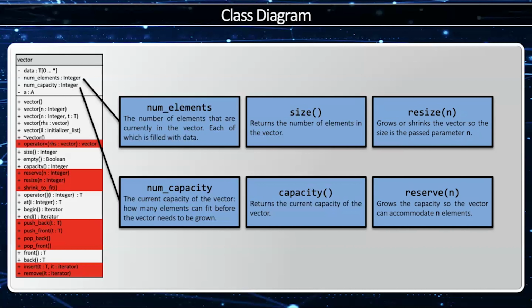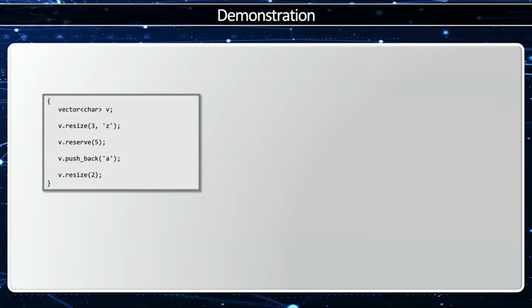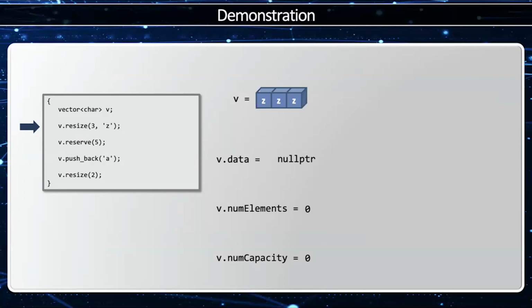So let's take a look at how this works. First of all, I'm going to have a vector, and I'm going to say v. So my vector is empty from the client's perspective, but internally I'm going to have my three member variables. V data is the null pointer, num elements is 0, num capacity is 0. Now if I say resize 3 from the client's perspective, I'm going to have three elements, z, z, z, because I'm going to initialize it to the value z.